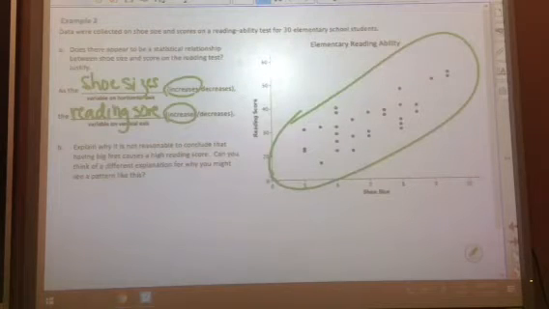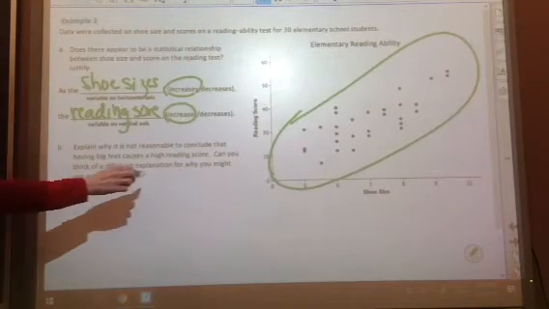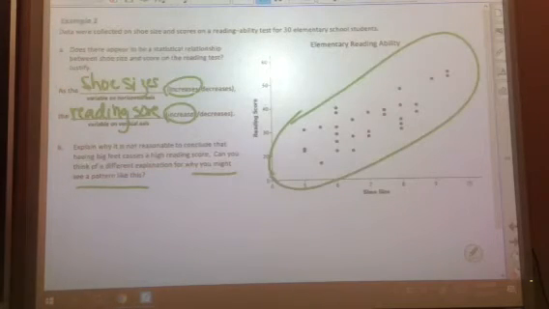Remember, this is not a cause and effect relationship. So what reasons might this pattern occur? Think about that a minute. One of the biggest reasons that comes to my mind is as you get older, your shoe size increases. As you get older, you have more schooling, more reading practice. Again, remember, it's not a cause and effect relationship.